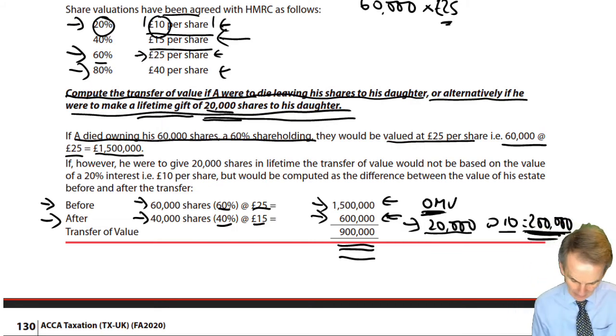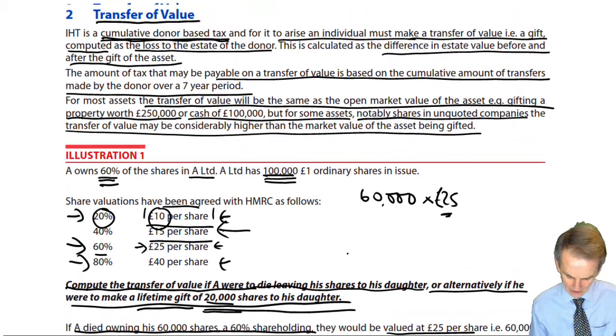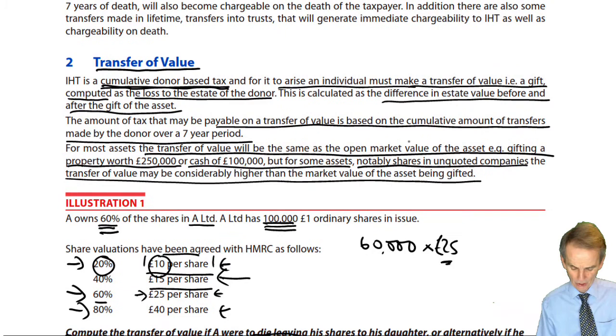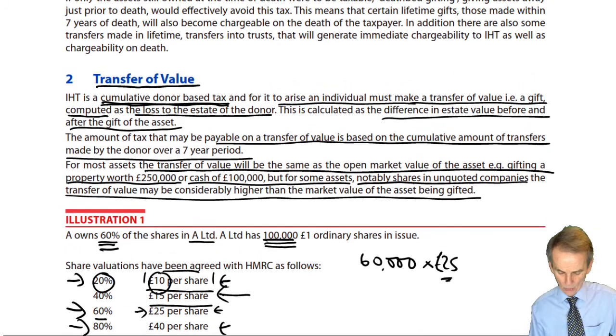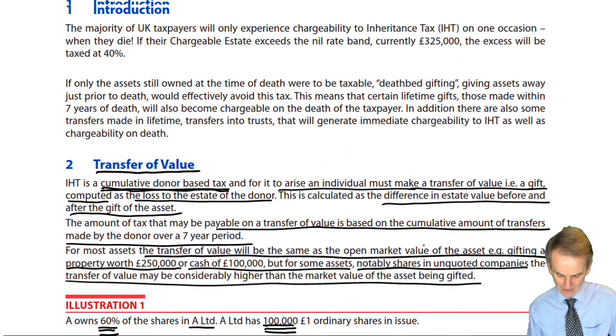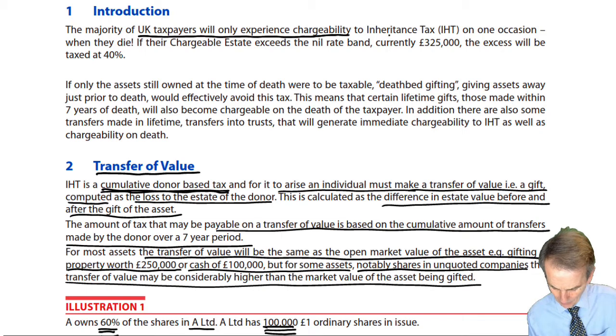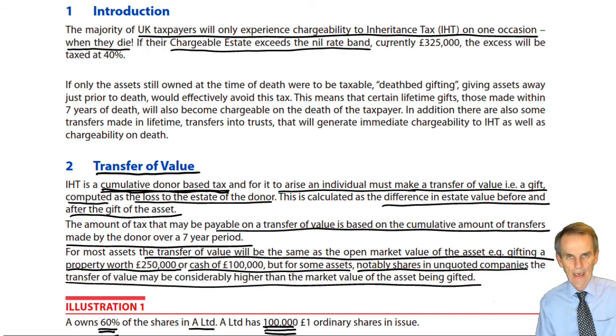Okay, just going back to how we got into this, therefore, we had to know how for IHT purposes to compute a transfer of value. We have seen that now. Our introduction here, going back to things I've already said, the majority of UK taxpayers will only experience chargeability to IHT on one occasion. And that, of course, is when they die. And that is if their chargeable estate exceeds something called the nil rate band.